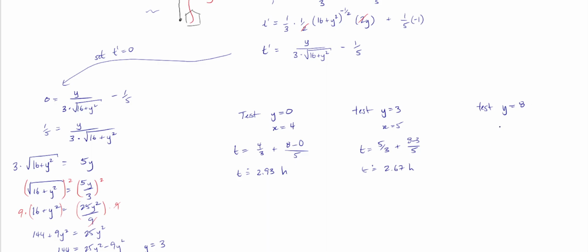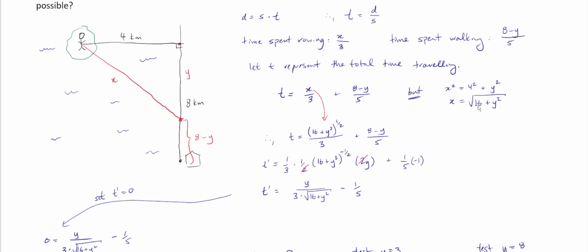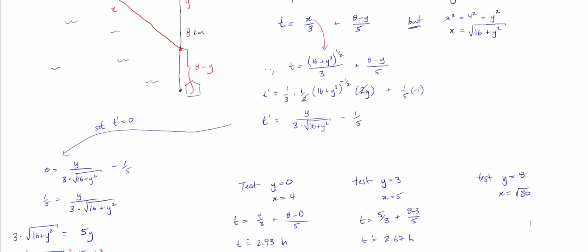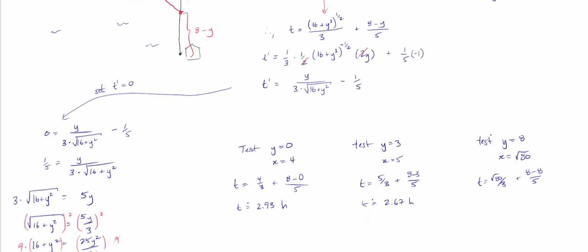If y is equal to 8, then x would be equal to the square root of 80. If you're wondering where I'm getting this, I'm literally just using this equation here to find out what all the other x values are, right? So then time would be the square root of 80 all over 3 plus 8 minus 8 all over 5. So the time there, if the person just rows directly, is 2.97 hours.